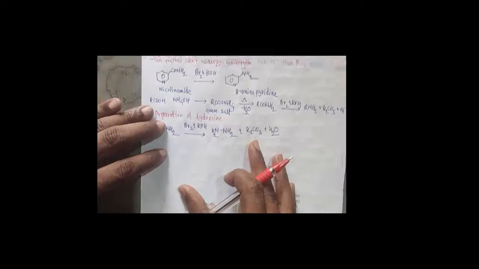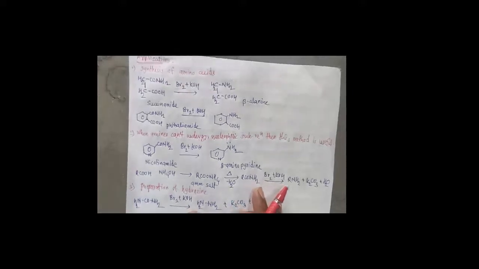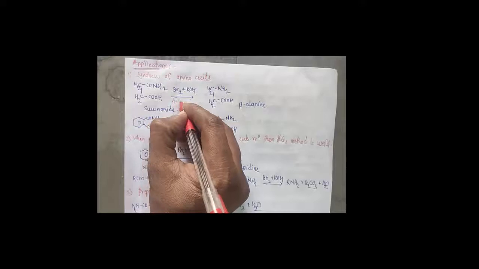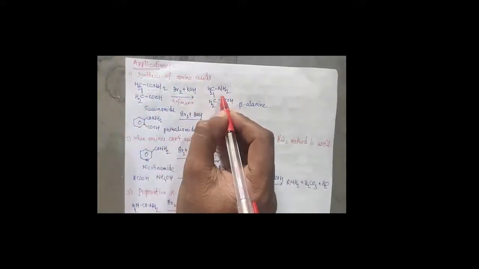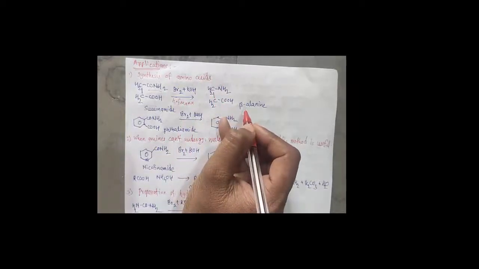Next point, its applications. The first application is the synthesis of amino acids. When succinamide, CH2CONH2 CH2COOH, is treated with Br2/KOH, that means the Hofmann reaction, the CONH2 group gets converted into the primary amine and such a structure is formed. It is called beta alanine.